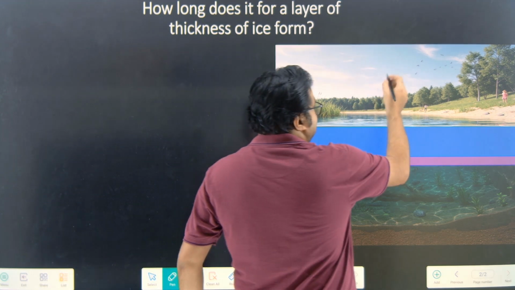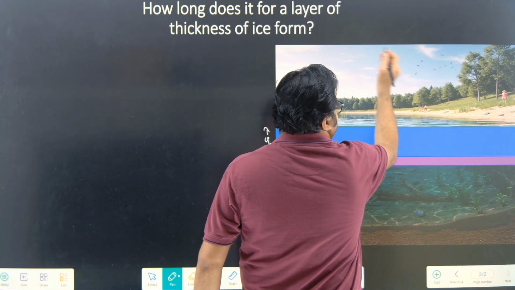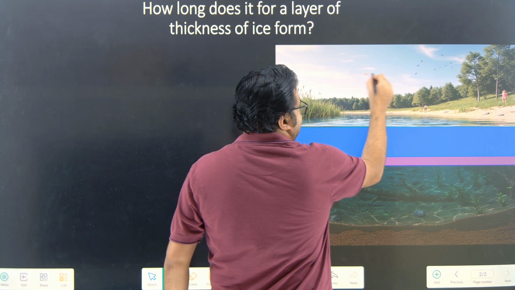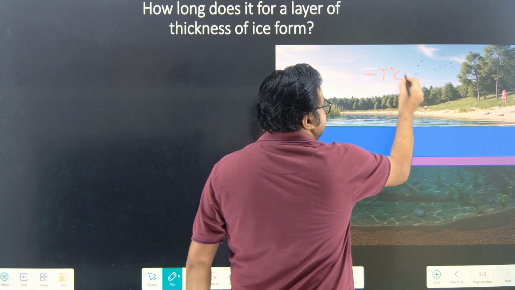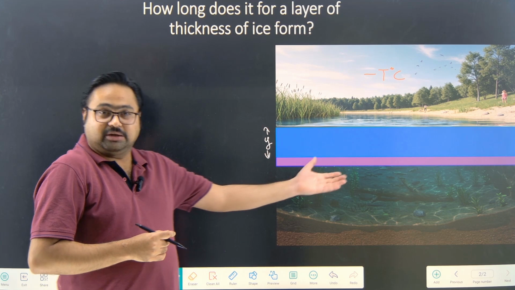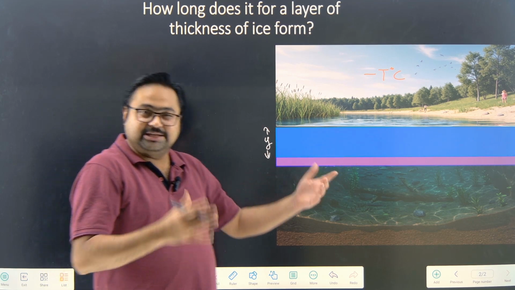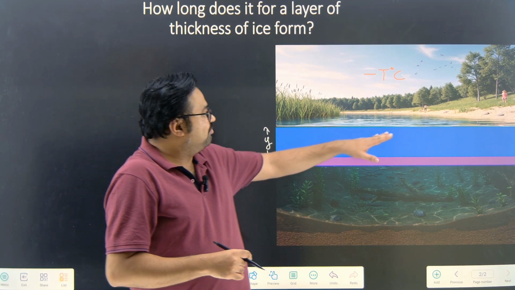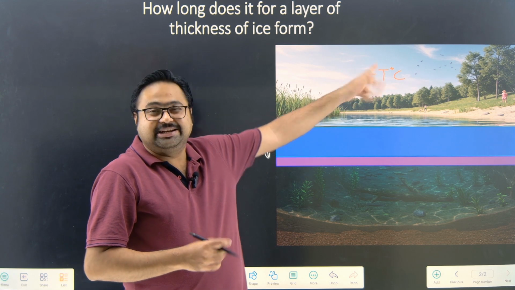The temperature outside is minus T degrees Celsius. So it's quite cold outside. The temperature is minus T degrees Celsius. Let's assume that water in here is at 0 degrees Celsius. When compared to that, that is T degrees Celsius lower.